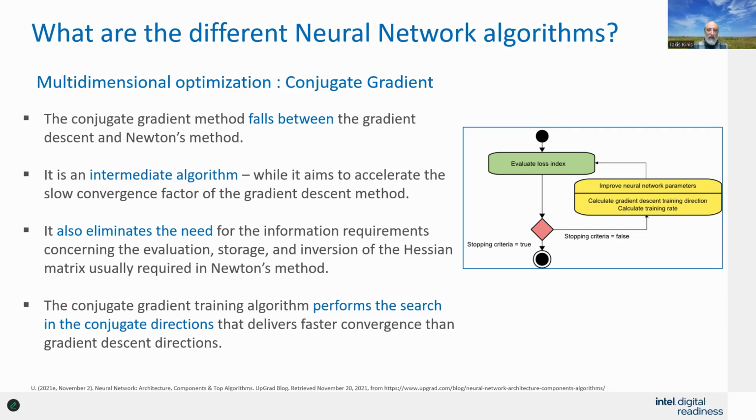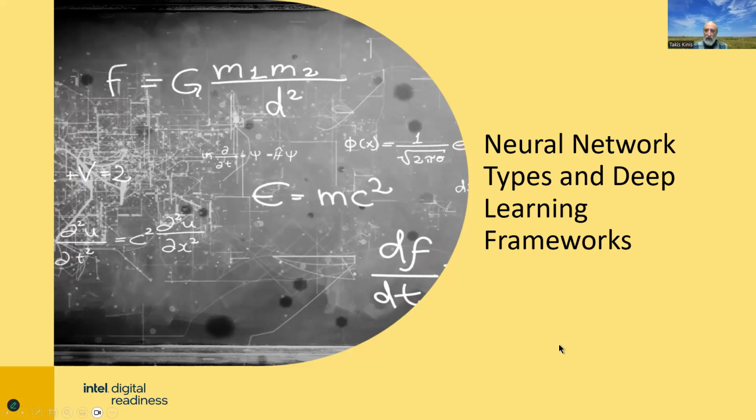It says it eliminates the need for information requirements concerning the evaluation, storage, and inversion of the matrix. So it saves us processing steps, basically. Notice it delivers faster convergence in the gradient descent directions. The models are still, at least visually, the same.